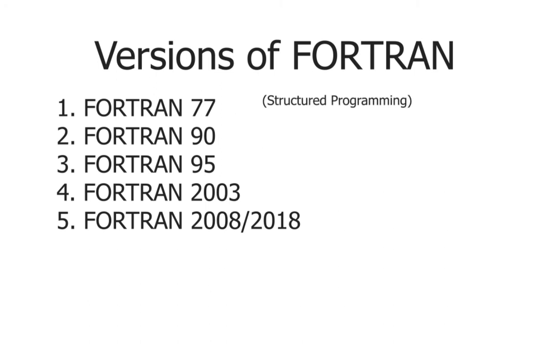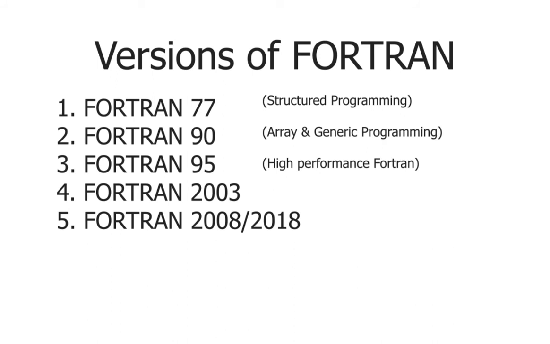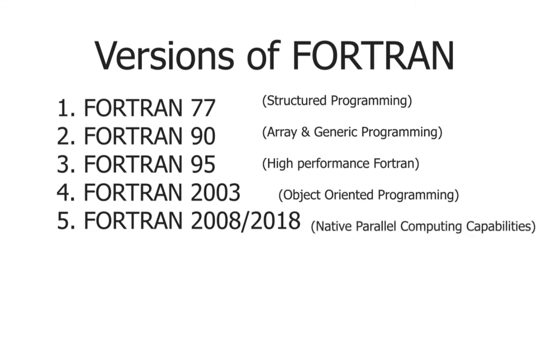For Fortran 90, we're talking about array programming, modular programming, and generic programming. For Fortran 95, we're talking about high performance Fortran. For Fortran 2003, we're talking about object-oriented programming. For Fortran 2008 and 2018, we're talking about concurrent programming, native parallel computing capabilities.